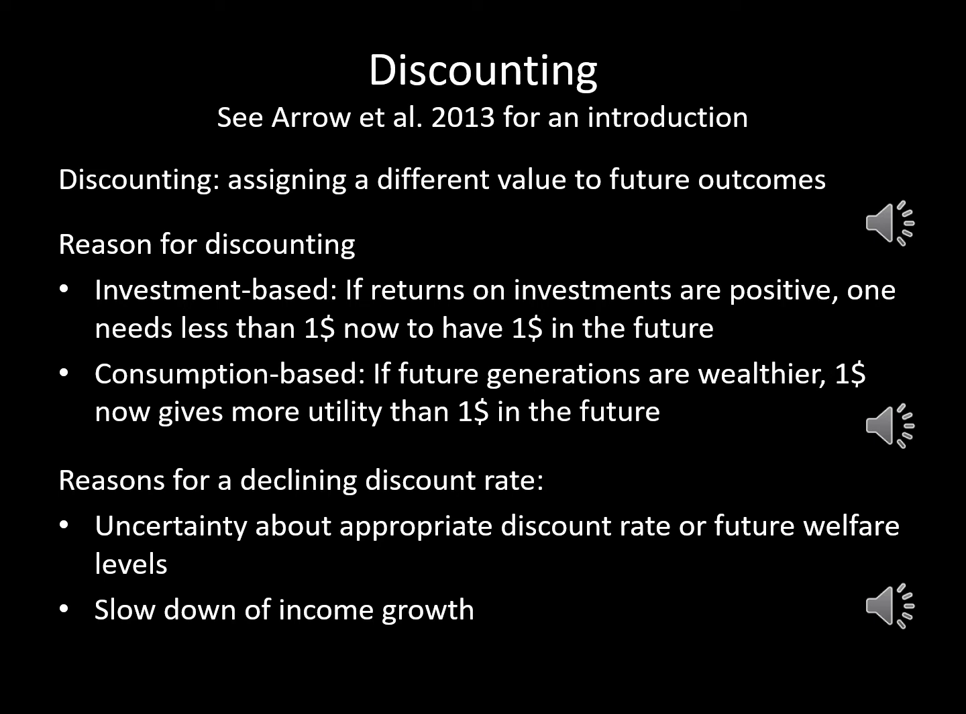Arrow and colleagues argue in favor of adopting a discount rate that declines for discounting outcomes further away in the future, which follows from either a slowdown of economic growth or uncertainty about the appropriate discount rate.